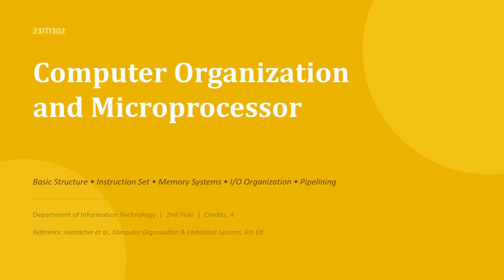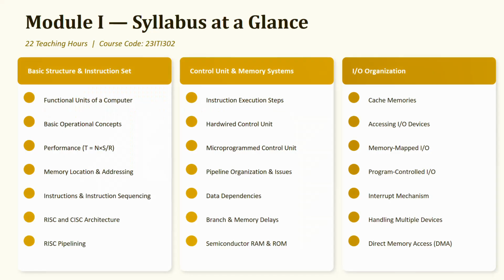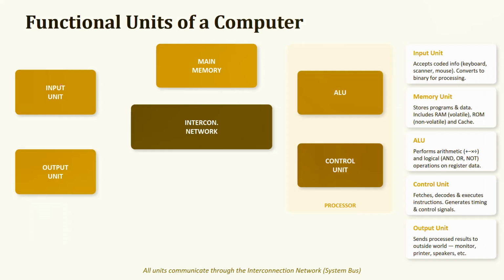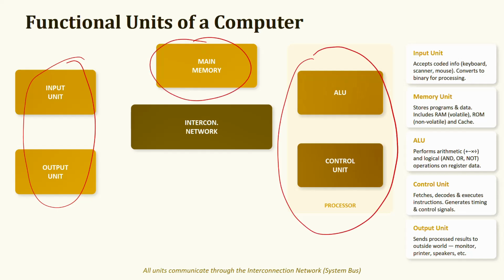So here in this video lecture we are going to discuss the module topic related to computer organization and microprocessor. We are going to see the topic related to the functional units of a computer. The functional units of a computer relate to three major sub-blocks: the I/O devices, input and output unit, the main memory, primary and secondary memory, and the processor. The processor is a combination of the ALU, arithmetic logic unit, and the control unit.